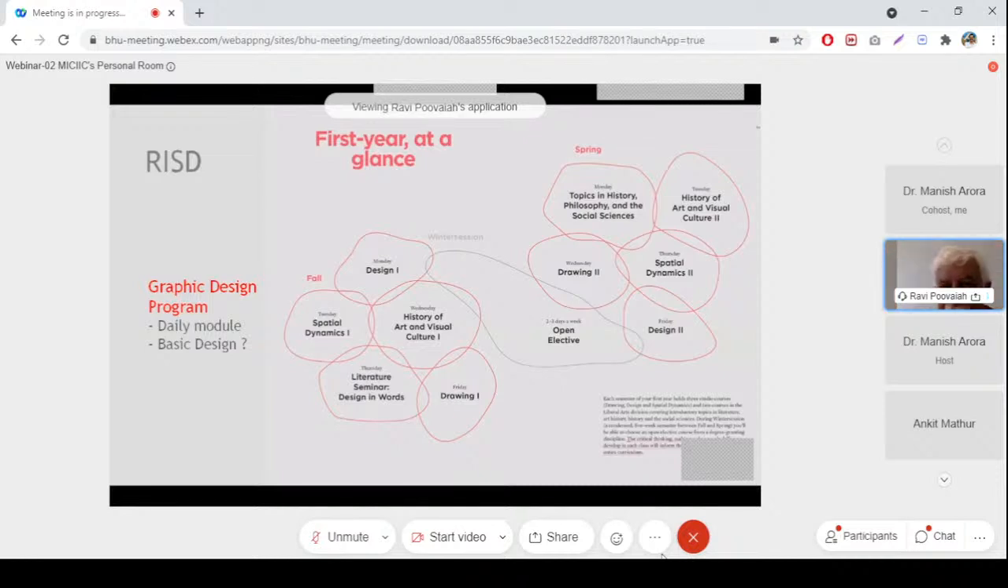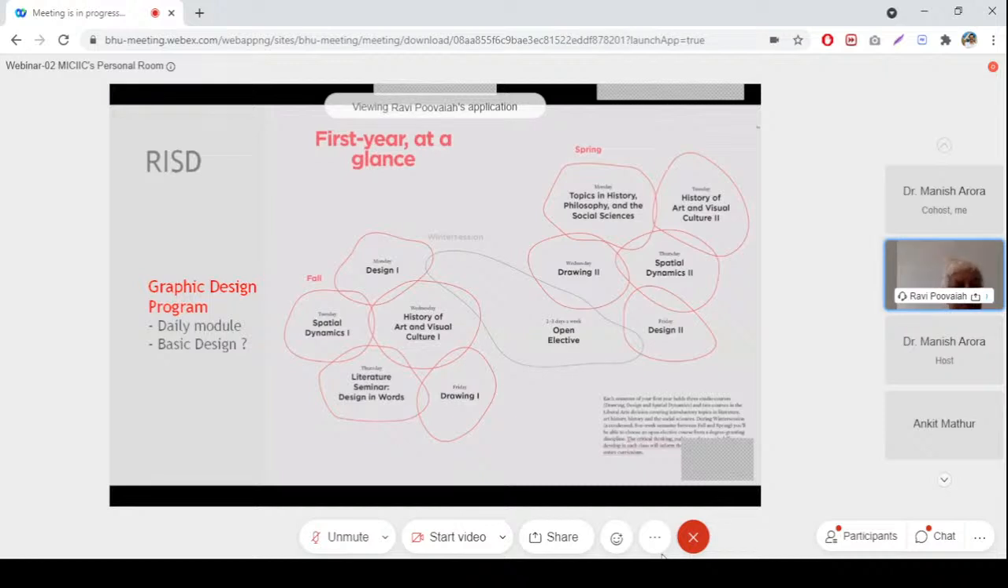And in the next semester, if you look at it, Monday is history, philosophy, and social science. Okay, Tuesday is history of art and visual culture. So there's one and two. Then comes drawing again. Okay, spatial dynamics again, and design again. Connected with an open elective which they can take in between the semesters.